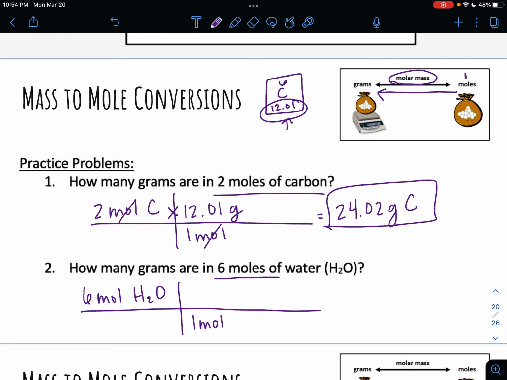So I know I have hydrogen. Hydrogen's mass is 1.01, but I have 2 of them, so I have to make sure I add that twice. And then I have oxygen, which is 16. When I add all those up together, I get 18.02. That is what is going to go in my calculation. That is the mass of 1 mole of water. Now I multiply the top, divide by the bottom, and you get 108.12 grams.